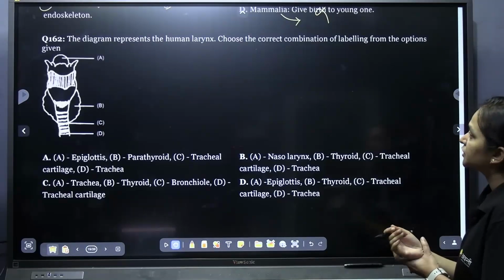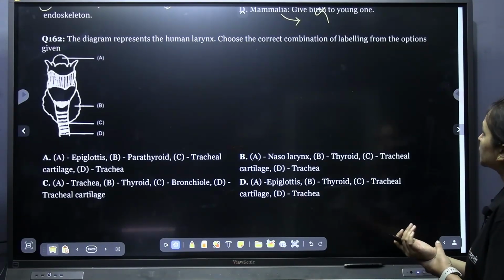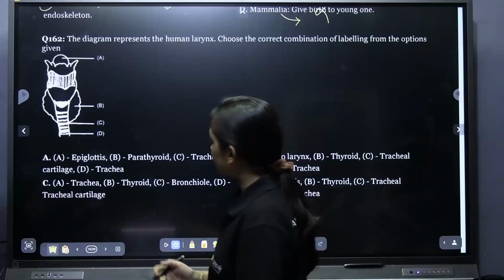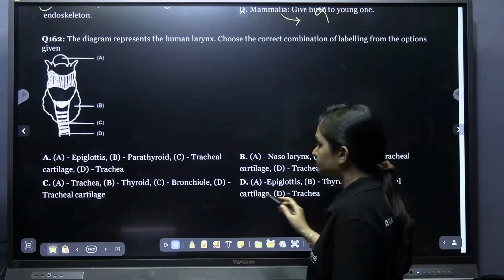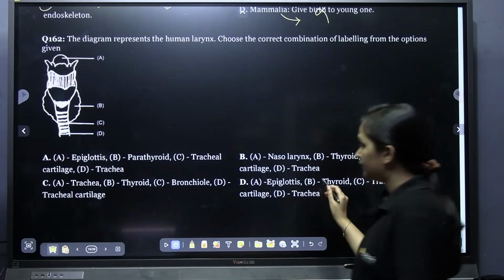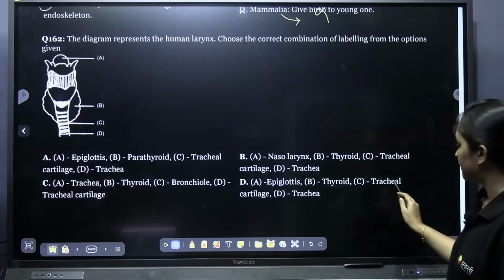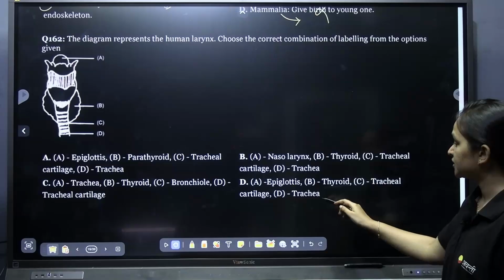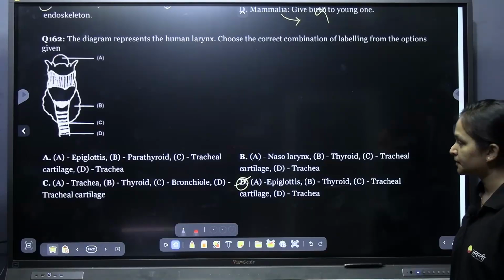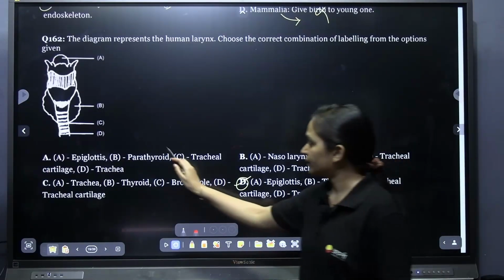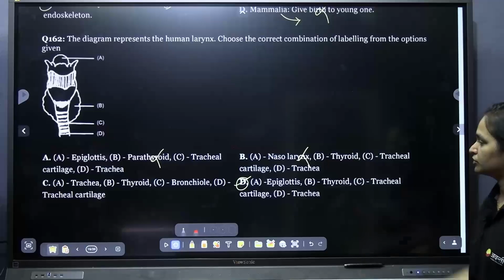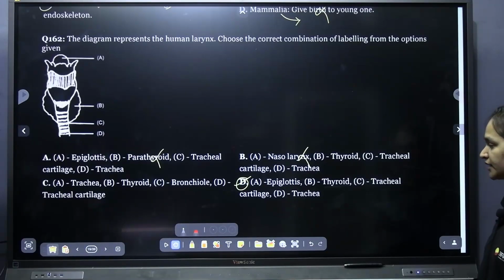The diagram represents the human larynx. Choose the correct combination of labeling from the options given. A is the epiglottis, yes, correct. B is thyroid, yes. C is tracheal cartilage and D is trachea. So D is the correct answer, isn't it? B is not parathyroid, D is not nasolarynx. So D is the correct answer.